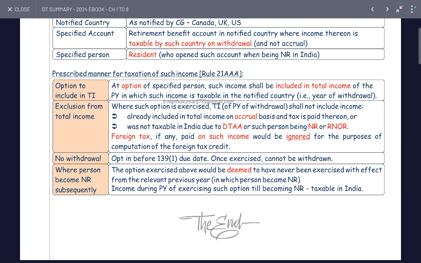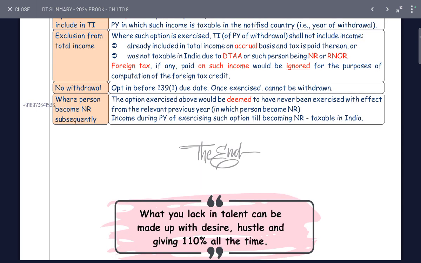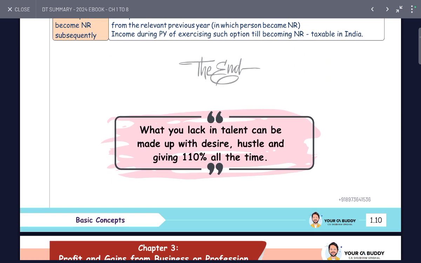Foreign tax, if any, paid on such income would be ignored for the purpose of computation of the foreign tax credit. No withdrawal: the option opted before the section 39(1) due date, once exercised, cannot be withdrawn where a person becomes non-resident subsequently. The option exercised would be deemed to have never been exercised with effect from the relevant previous year in respect of the person who became non-resident. Their income during the previous year of exercising such option is still taxable in India.